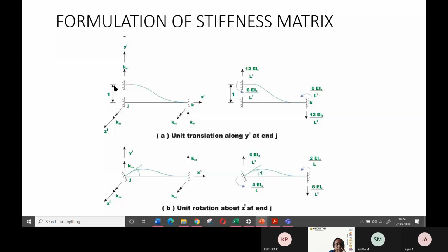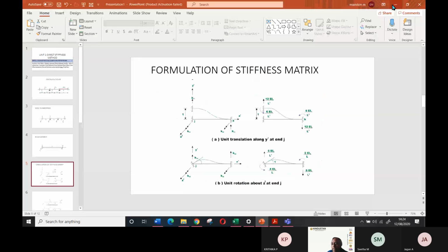It is prevented, and here the vertical translation and the rotation are prevented because it's a fixed support. Now what I'm doing is deliberately giving a unit displacement to the left end. I'll go back to this one and explain. Suppose this is my beam, are you able to see? I'm holding it, both ends are held together. But deliberately now I am giving a unit displacement on the top.